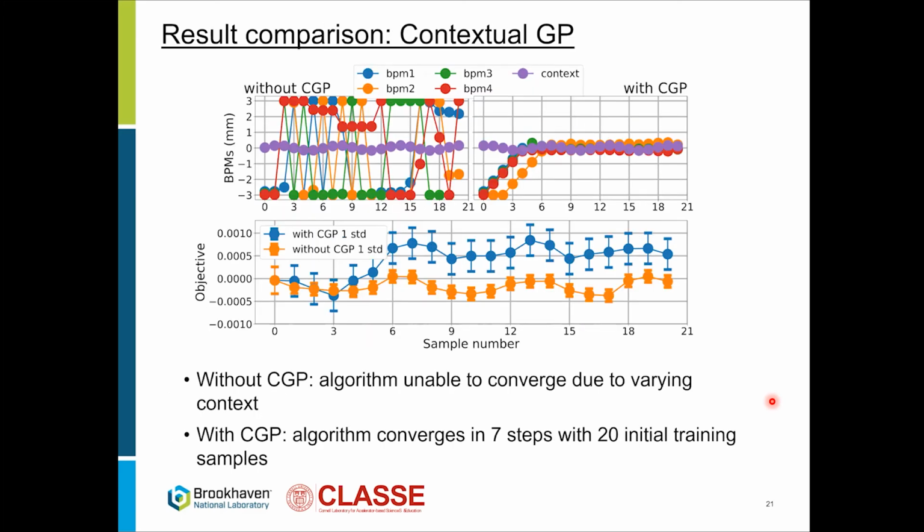Okay, next slide. Here are the results of running both GPs, and we see very clearly on the top graphs. The top left graph is the normal GP model that has no idea that the sinusoidal function exists. As a result, it cannot capture the behavior of the objective function correctly, so it was not able to converge. The top right shows that with the context GP feature, the algorithm was able to take into account the varying context, and it converges in 7 steps and stays pretty stable afterwards, with 20 initial training samples.